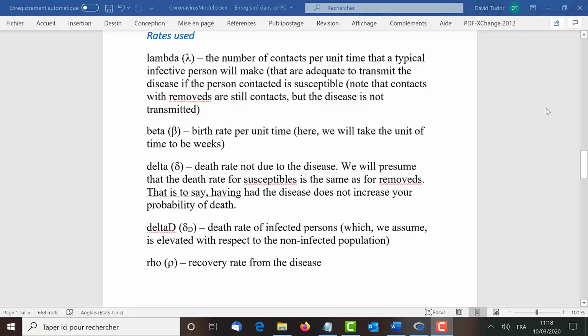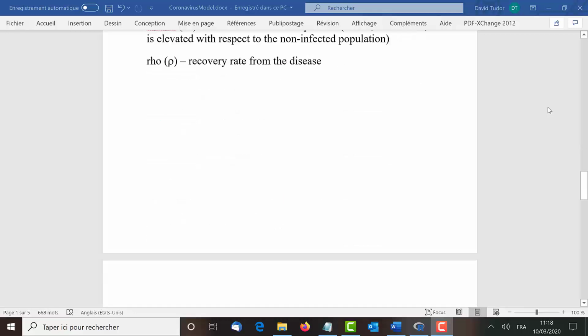The delta D is going to be the death rate of infected persons, and we'll assume that that could be elevated with respect to the non-infected population. This idea of differential death rates actually makes the number of individuals in the population a variable rather than a constant term. The last rate that we'll use is rho, the recovery rate from the disease per unit time. So all of these rates are per unit time.